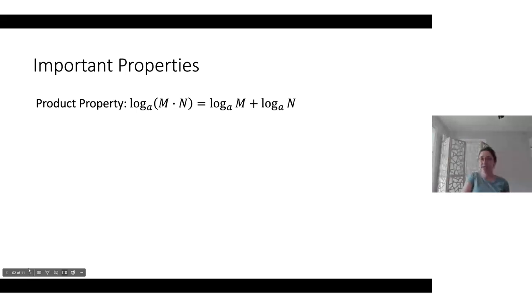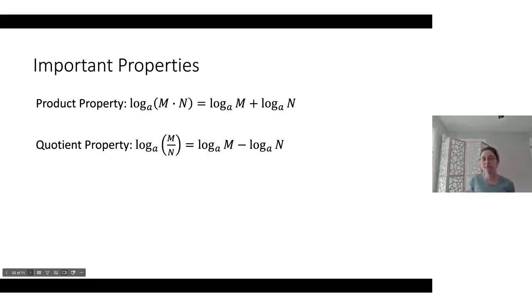The first one is called the product property for logarithms. And that says that log base a of m times n is equal to log base a of m plus log base a of n. So it doesn't matter what the base is, doesn't matter what m and n are. They could be variables, they could be numbers, they could be expressions. But if I'm multiplying inside the argument of one logarithm, I can expand it to multiple logarithms with addition.